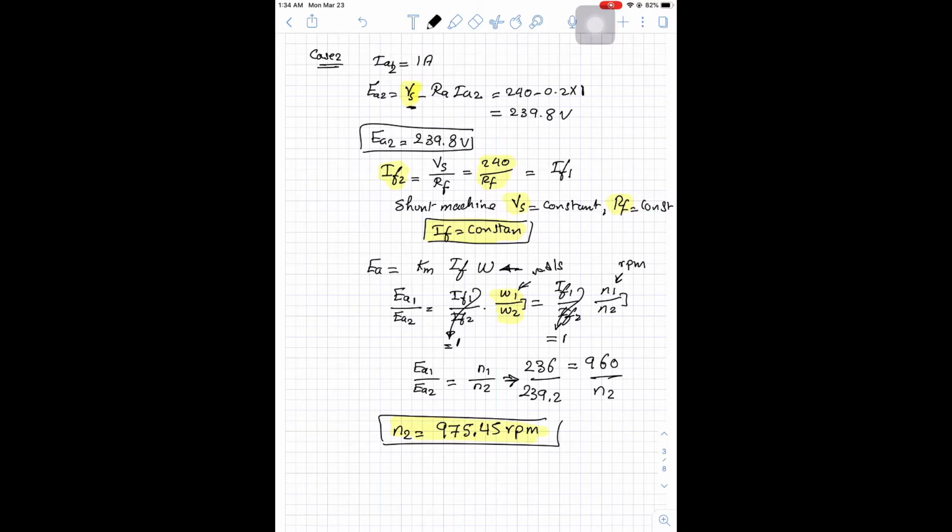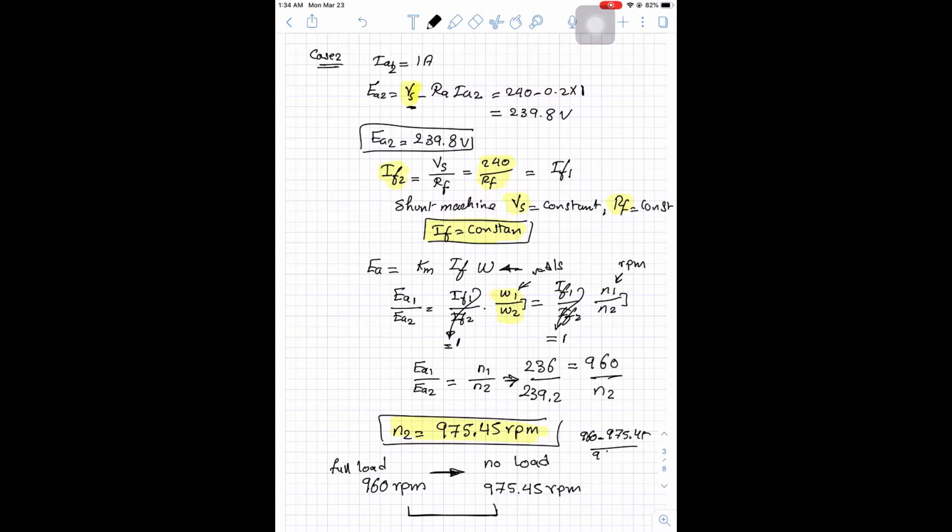As you can see here, when the motor goes to no load, the speed goes from 960 to 975 RPM. At full load, the machine was running at 960 RPM. Then at no load, when you totally remove the load, the machine speed jumps to 975.45 RPM. So as you can see, when you remove the load from the machine, its speed goes up. And you can see here for a shunt machine that the change in the speed is not large. The machine speed changed only from 960 to 975.45.